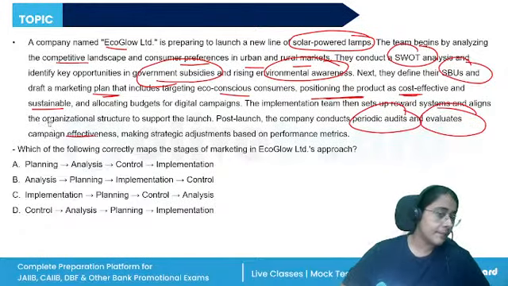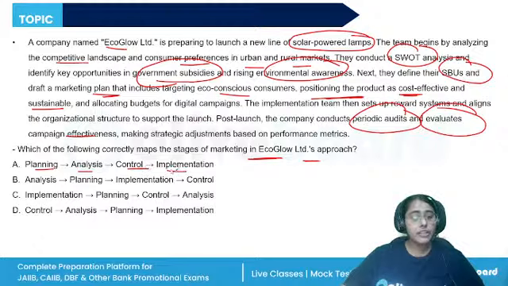So, which of the following correctly maps the stages in the marketing of the company? What are the stages in their approach? Planning, analysis, control, implementation. Analysis, planning, implementation, control. Implementation, planning, control, analysis. Or control, analysis, planning, and implementation.